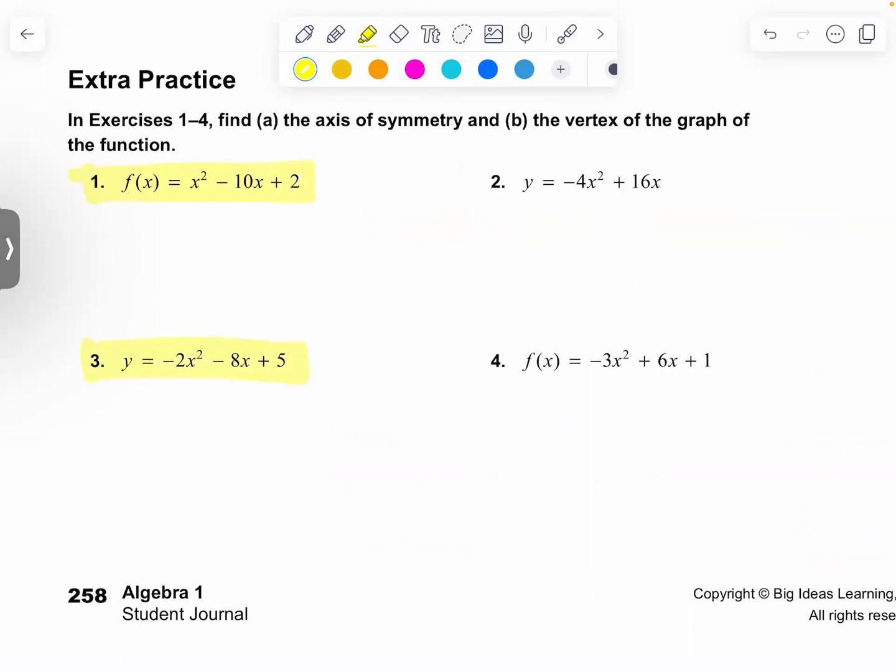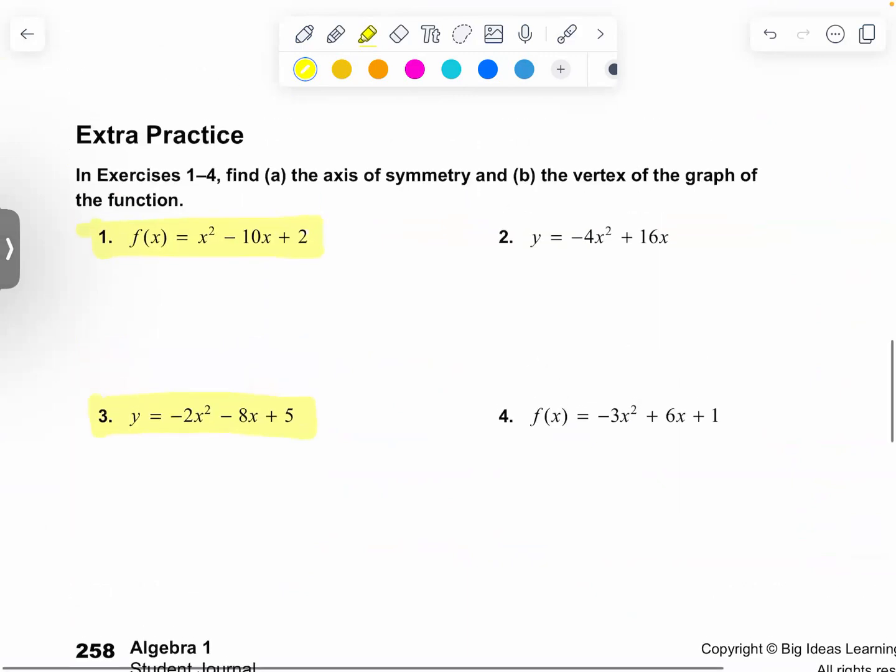So we would have -10. So here, I'll remind you right here. I'll write it so you don't have to flip back. X equals -b over 2a.